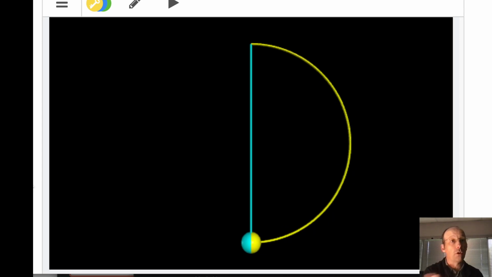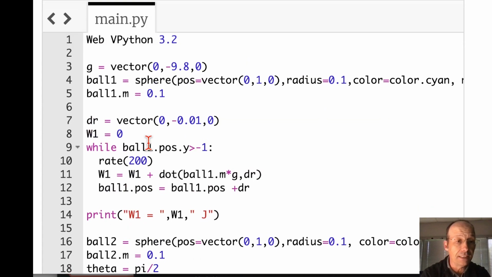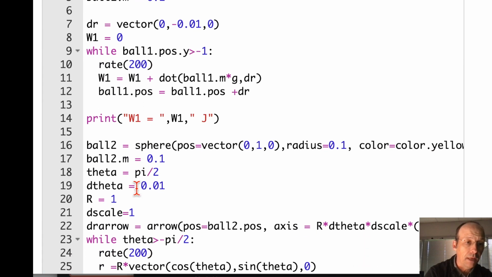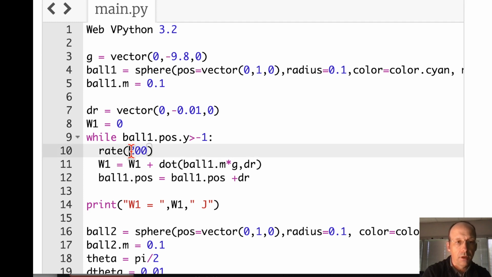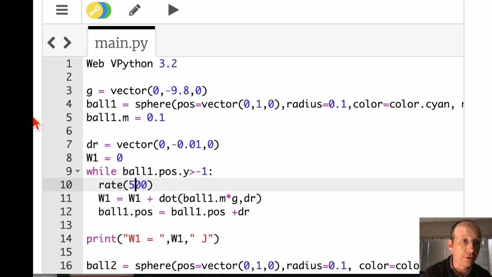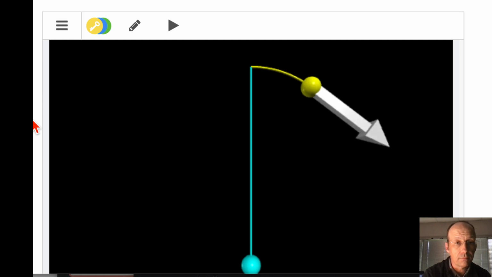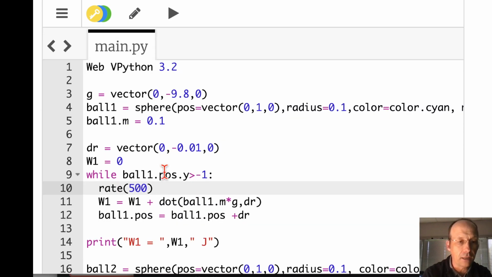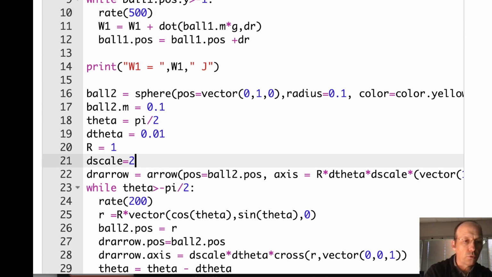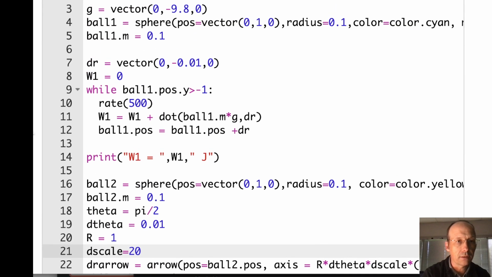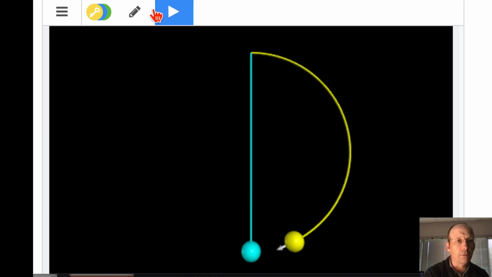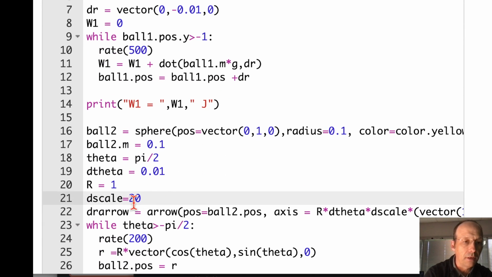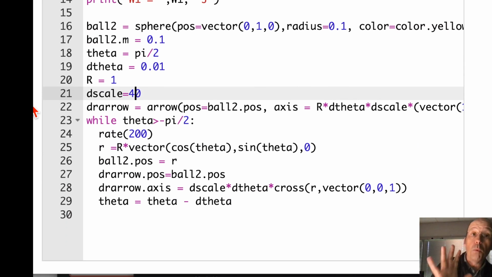Okay, so I think it's working. I think you just can't see it. So let's put this d scale at 100 and see what happens. And let's move this up to 500 because I'm that impatient. Okay, it's working. Let's make that a little bit smaller. How about 20? It is going in the right direction, and that's important. That's a little bit small, so 40. Okay, that's good.